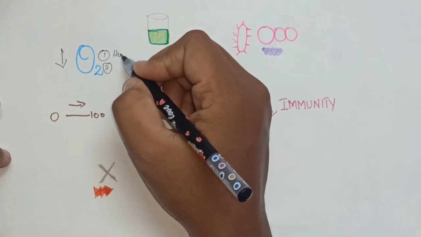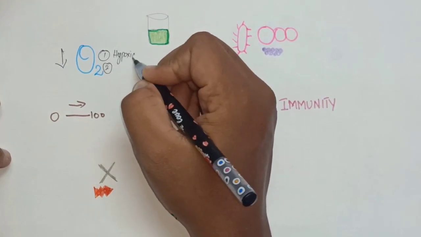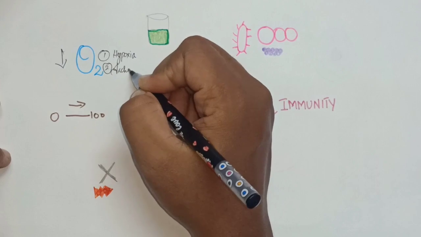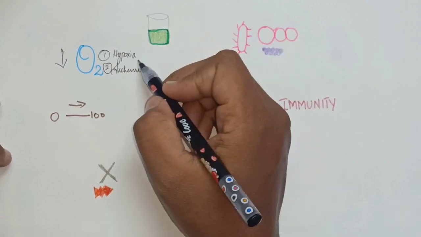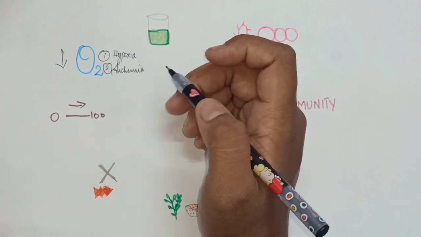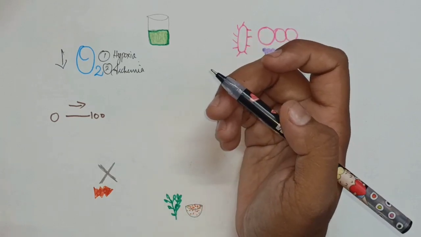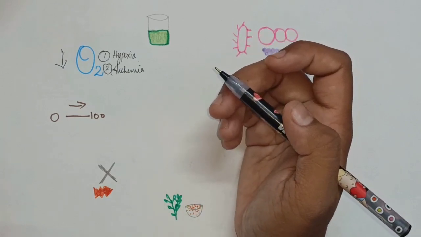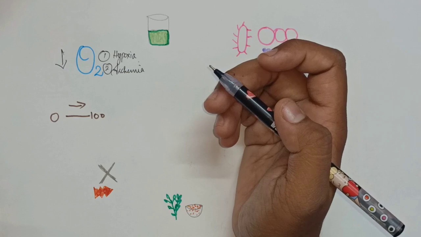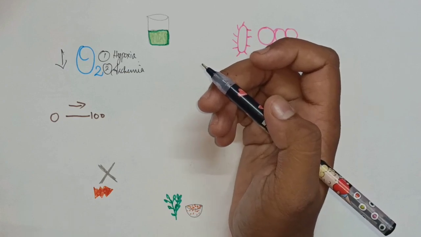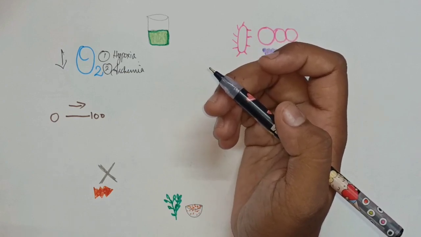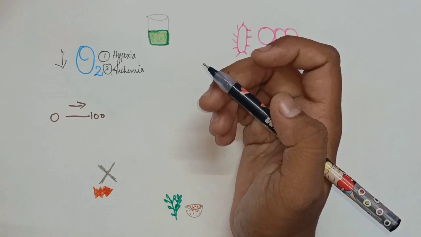The oxygen depletion is nothing but the reduced oxygen to the tissue level. Okay, first one is your hypoxia and second one is your ischemia. Hypoxia is nothing but the reduced oxygen supply to the tissue, and ischemia is nothing but the poor blood supply. Okay, that is ischemia.